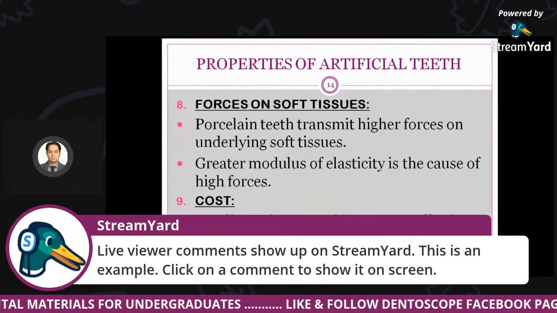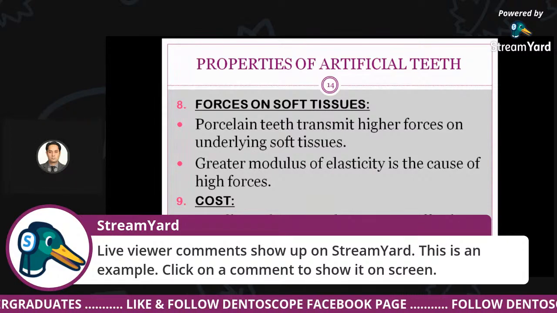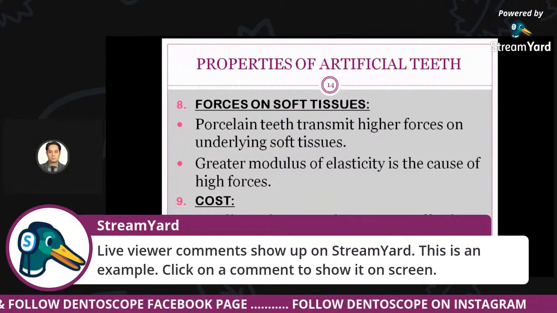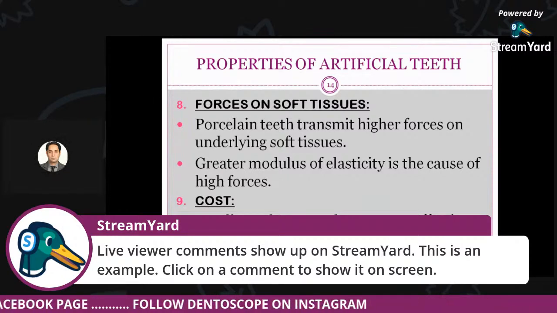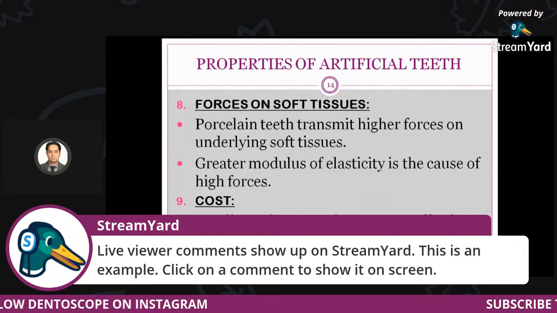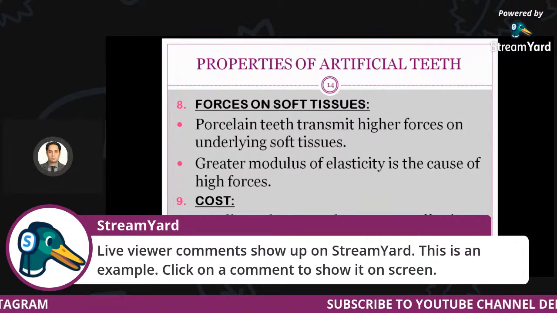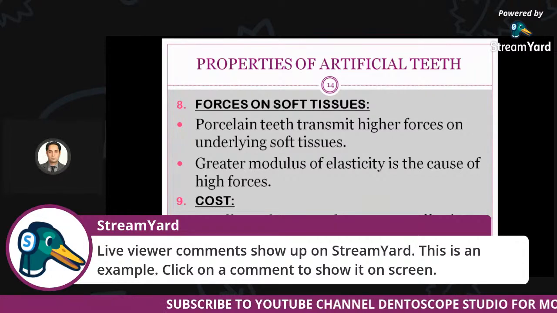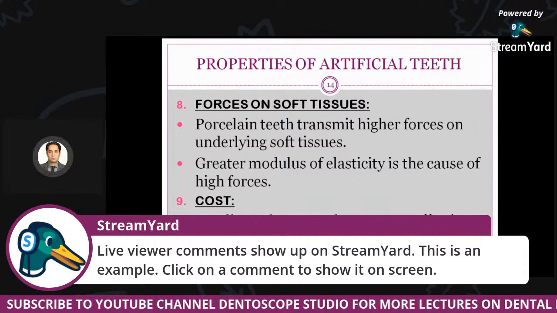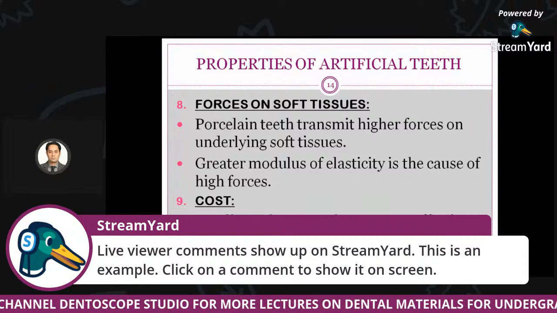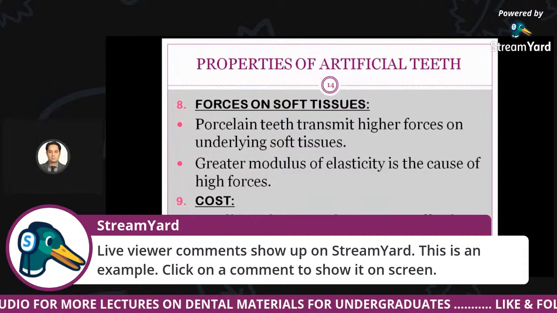There is also a greater modulus of elasticity in this case, which is the main cause of the hardness. So this is going to be the main problem. The density is going to make the denture quite heavy, and so is the modulus of elasticity.